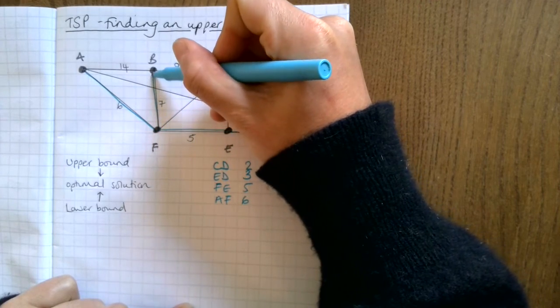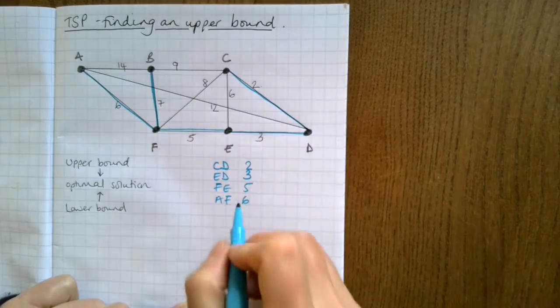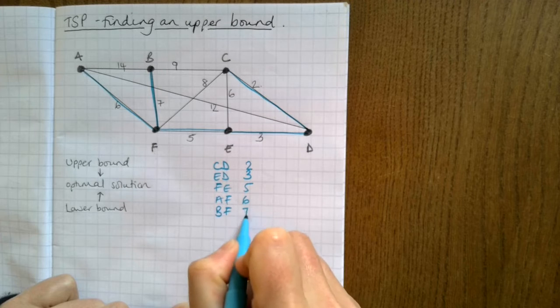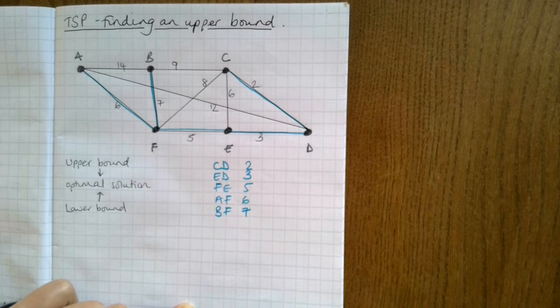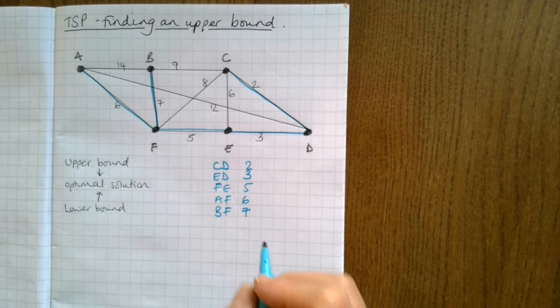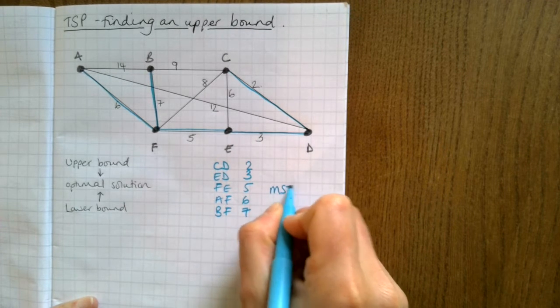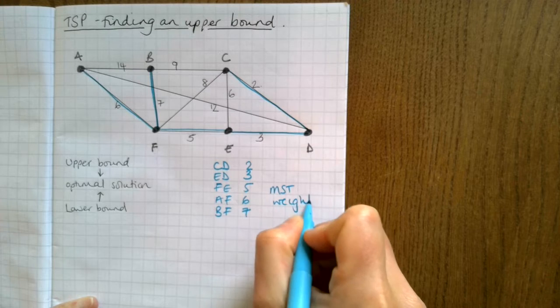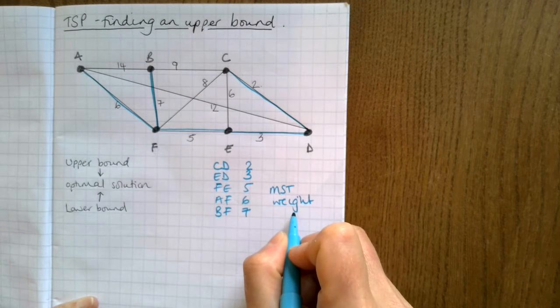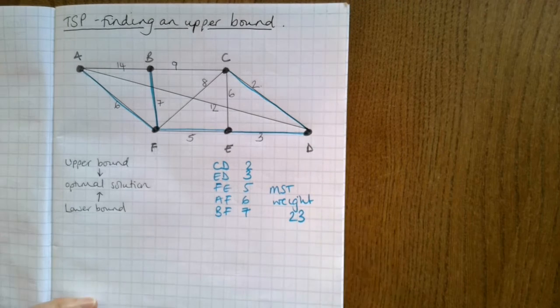So, BF, which is 7. Okay, so there's my minimum spanning tree, and that's got a total weight of 23.